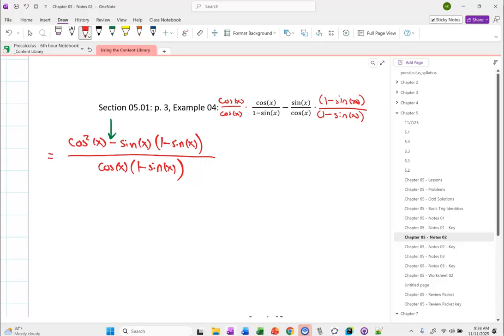Yeah, that's exactly what we should do. We'll just distribute that sine x through. That looks like something we can do, right? So the cosine squared doesn't change. Negative sine x times 1 is still just negative sine x. And negative sine x times negative sine x is positive sine squared x.